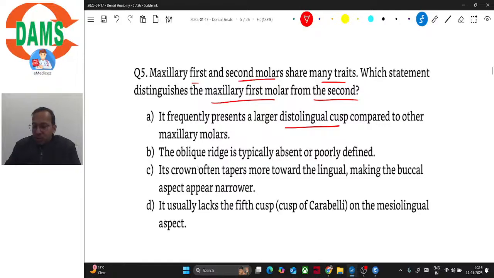Option B, the oblique ridge is typically absent or poorly defined. So oblique ridge is usually present in both first and second molars. It may be absent in third molar. So this option definitely is incorrect.